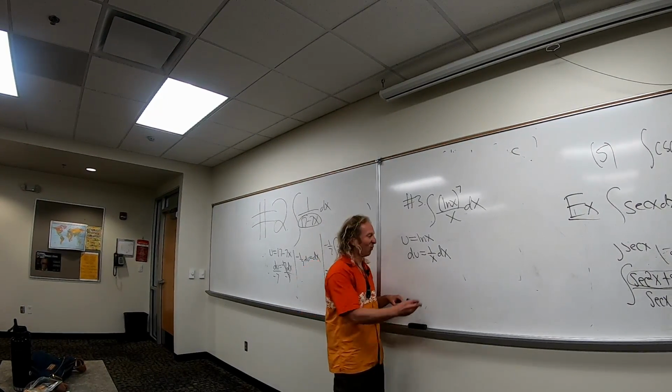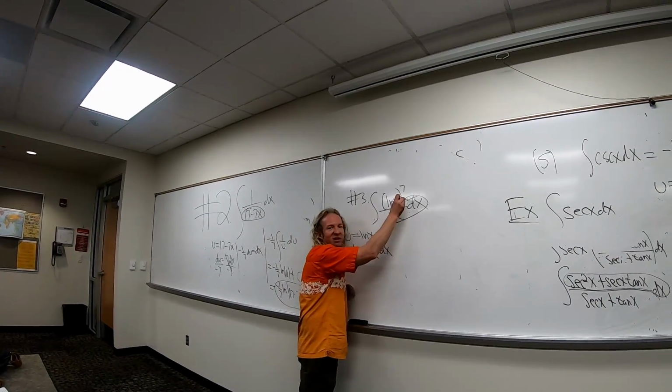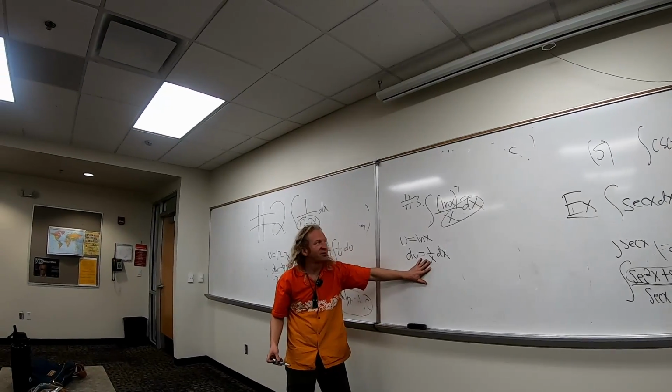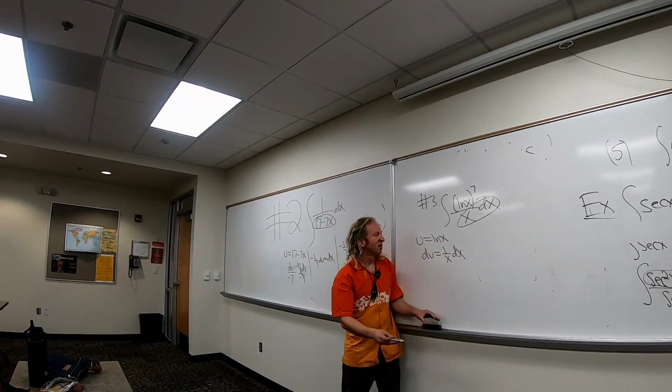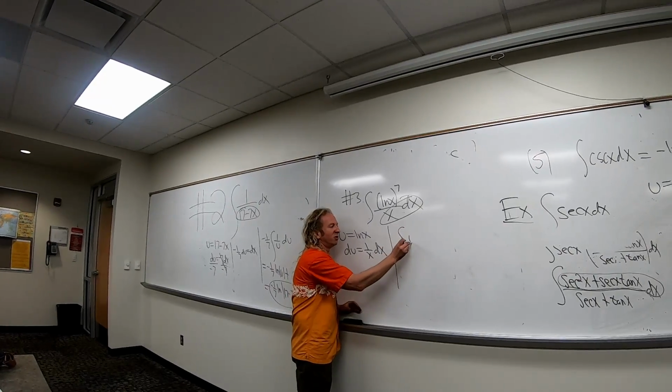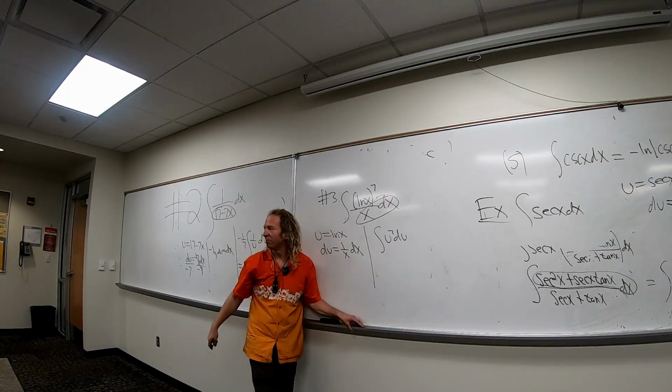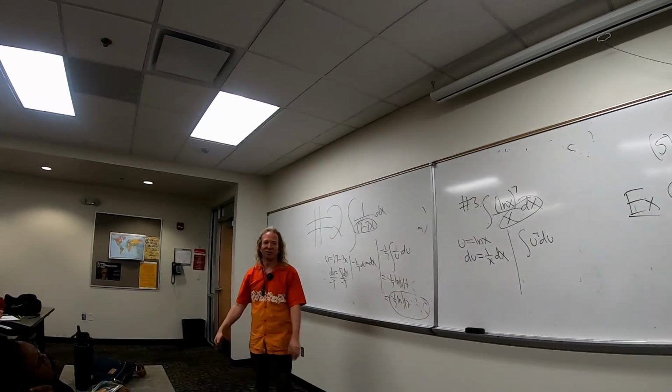So then 1 over x dx is right there, right? That's the 1 over x dx. It's the same thing as this. That's your du, right? This is the same thing as this. So this is going to become u to the 7th du, right? Because that's your u. So it becomes u to the 7th du.